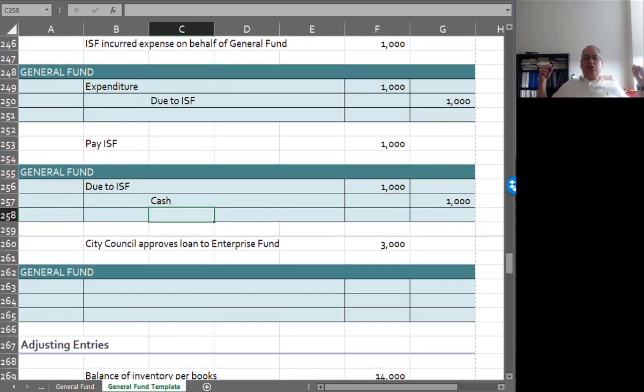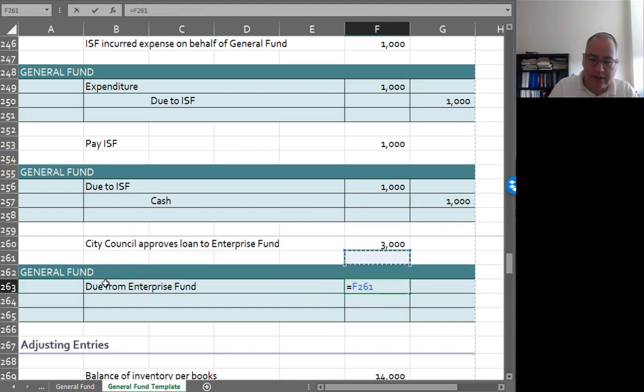Okay, now the general fund is going to give a $3,000 loan to the enterprise fund. So the general fund will debit due from enterprise fund $3,000 and credit cash $3,000.